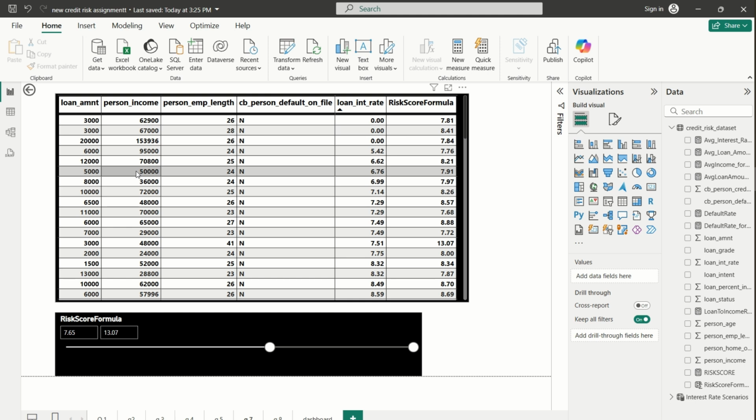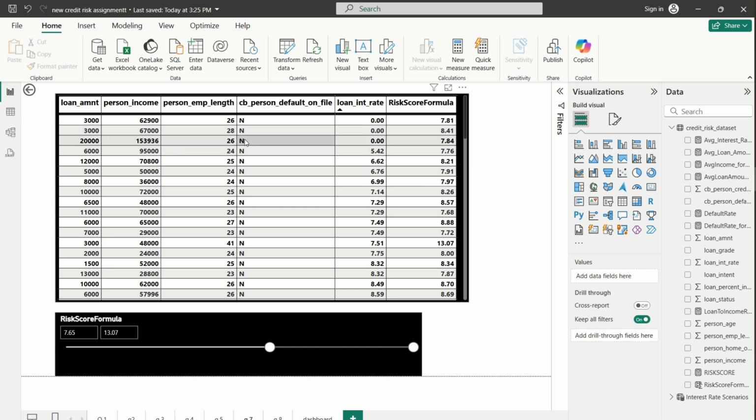So the table shows key details for each loan application in our data set. It helps us understand the borrower's profile and risks involved in approving the loan. So here we have loan amount in the first column, then their annual income, then person employment length. So these three factors help us judge their ability to repay.